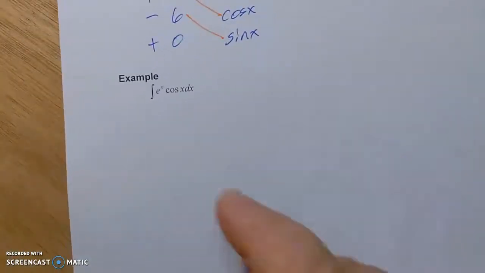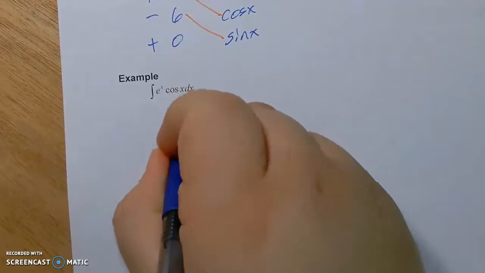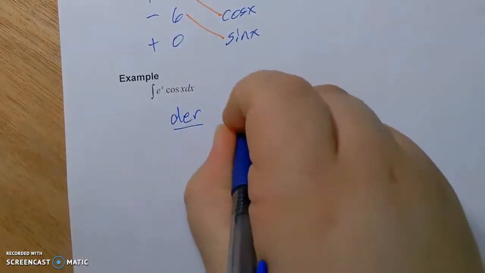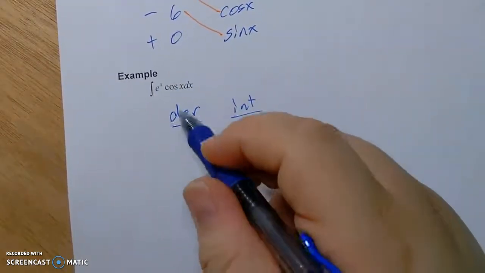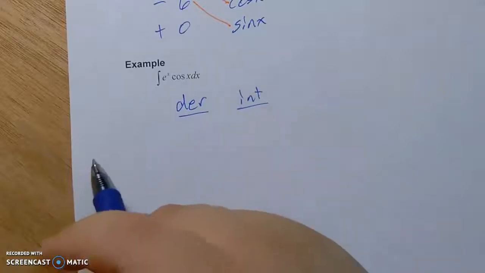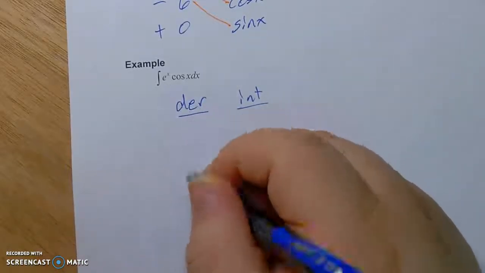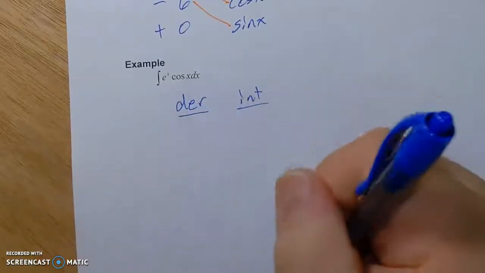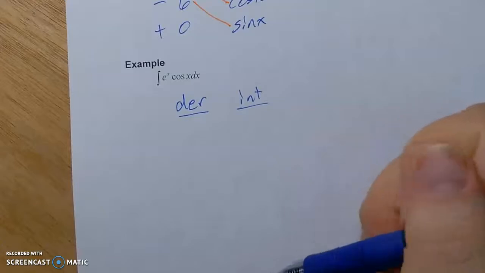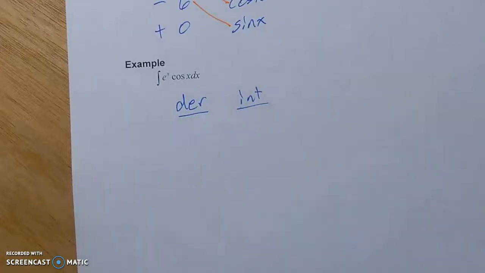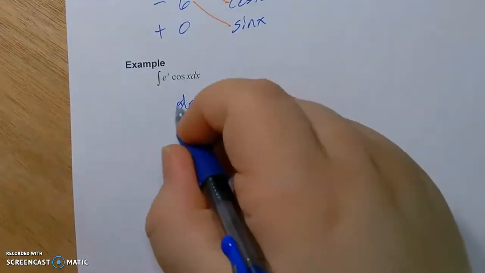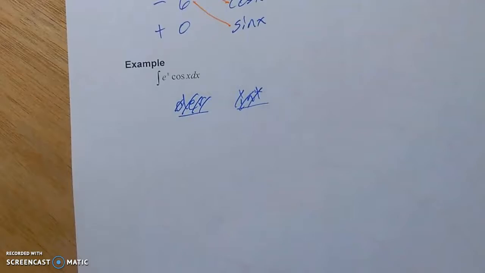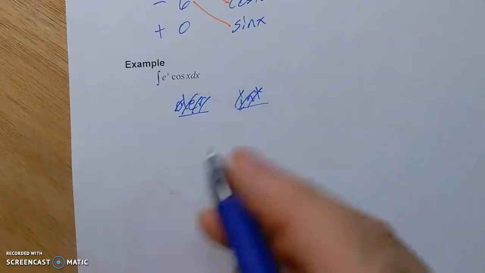Okay, let's try another one. This time we don't have anything that, when we take the derivative, is going to decay and disappear. It's just going to, e to the x repeats itself, cosine has its own pattern. So we're actually not going to use the table method here. Nothing really fits. But let's start.